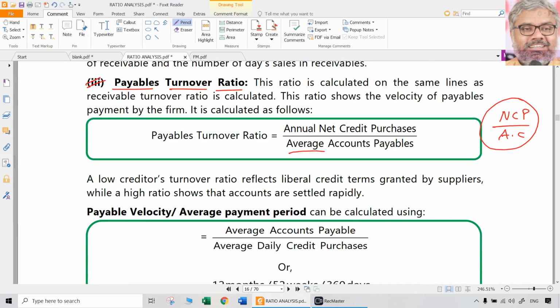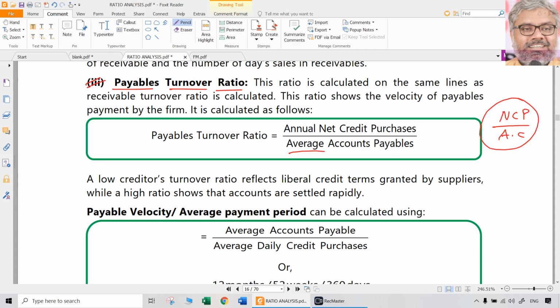Names can be different. Debtors turnover ratio can sometimes be called receivable turnover ratio. Creditors turnover ratio can be called payables turnover ratio. You should be able to understand the essence of the ratio, what the question is talking about. You cannot say, I know only creditors turnover ratio. Creditors turnover ratio and payables turnover ratio are both the same. Accounts payables and creditors are both the same. So here, credit purchases divided by average creditors will give payables turnover ratio or creditors turnover ratio.